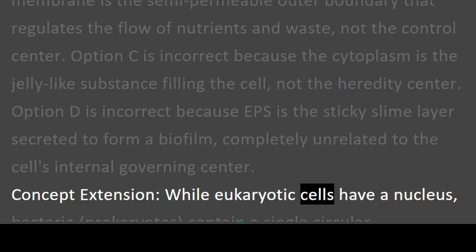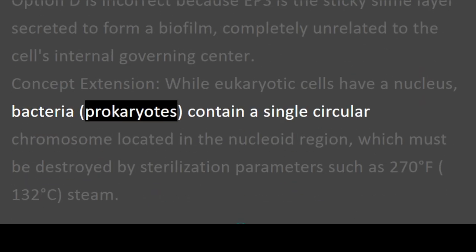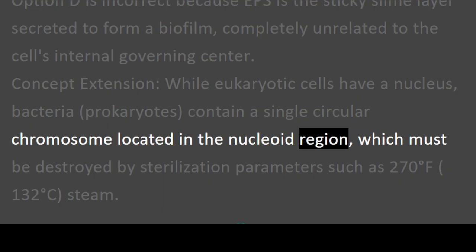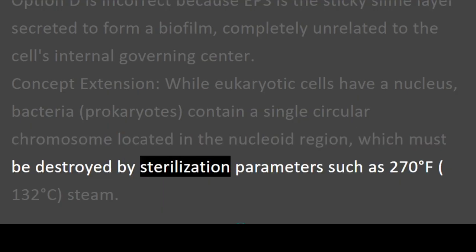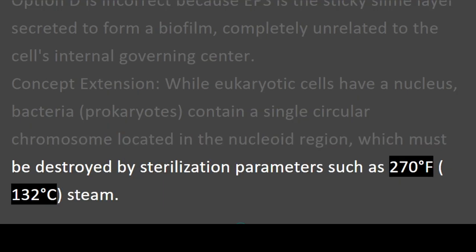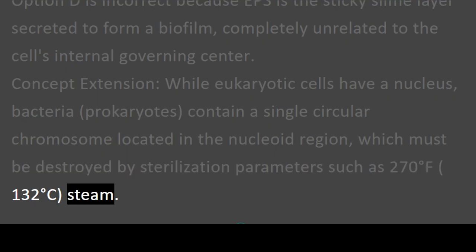While eukaryotic cells have a nucleus, bacteria, prokaryotes, contain a single circular chromosome located in the nucleoid region, which must be destroyed by sterilization parameters such as 270 degrees Fahrenheit, 132 degrees Celsius steam.